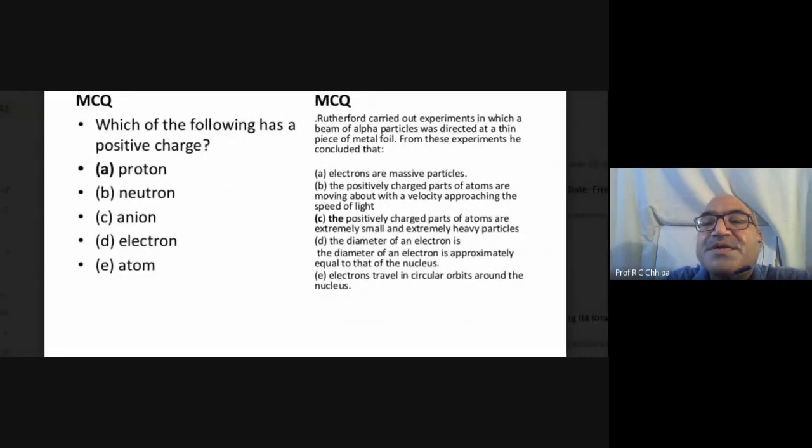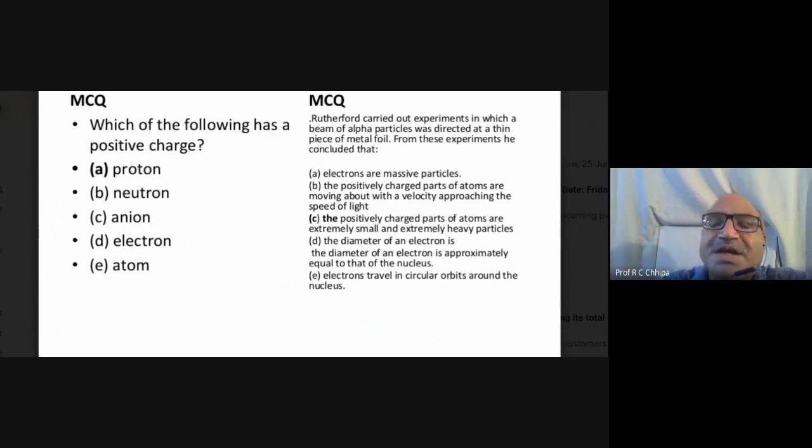Rutherford carried out an experiment in which a beam of alpha particles was directed at a thin piece of metal foil. From this experiment, he concluded that the answer is C: the positively charged parts of atoms are extremely small and extremely heavy particles. So this is the answer, where the nucleus is heavy as compared to the whole atom.